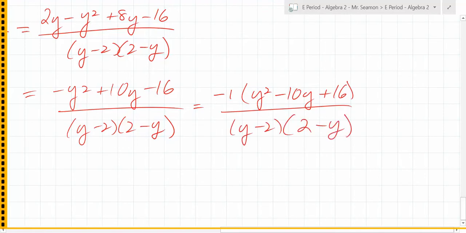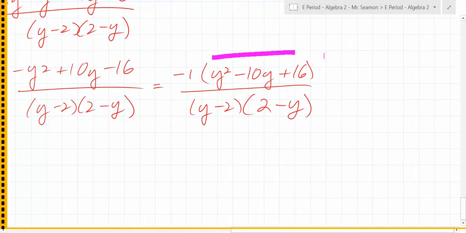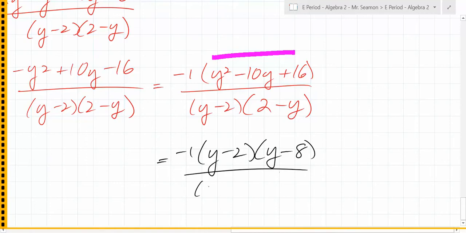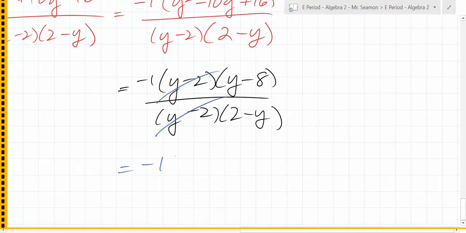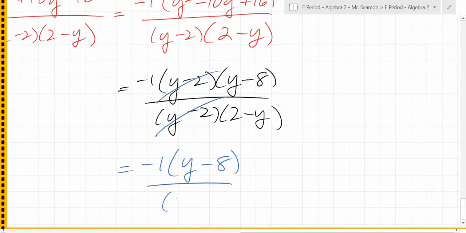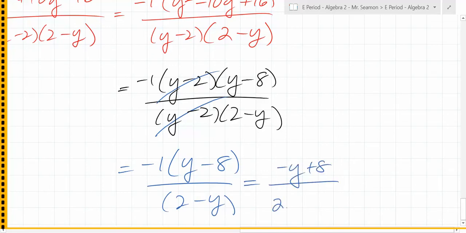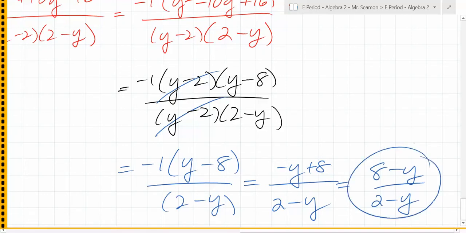Now we need to factor this thing right here. Can someone factor that for me? Is it y minus 8 and y minus 2? Correct. So y minus 8 times y minus 2 all over this. Oh, look, does something cancel? Y minus 2. That cancels, so what are you left with? Negative 1 times y minus 8 all over the denominator. So I would write it like this: negative y plus 8 over 2 minus y. And then I would further write it as 8 minus y over y minus 2. Done. That would be the fully factored form right there.